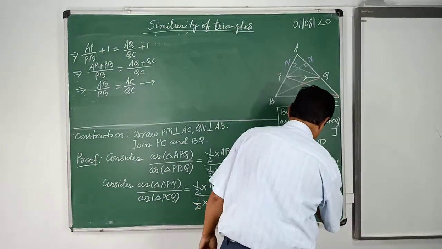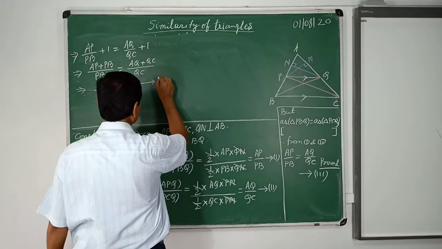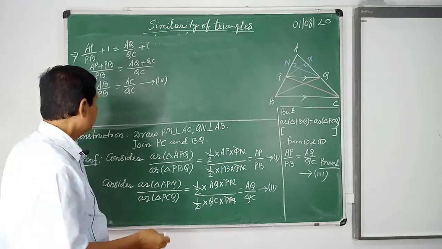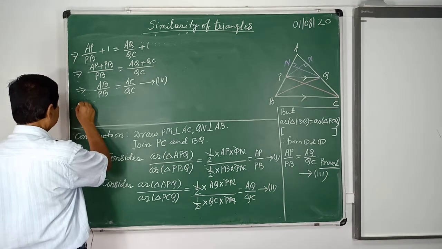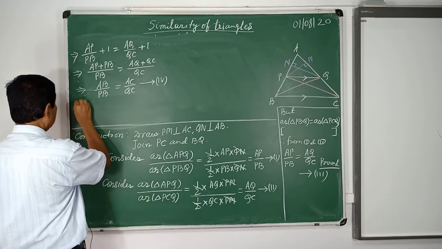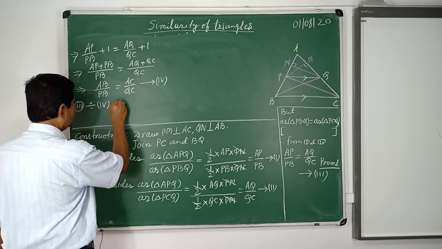1, 2 equation you have taken. This is your 3. Call it 4. So 3, 4 and 5. These are the 3 results. Now fifth will be obtained by dividing 3 by 4. So 3 divided by 4 gives.